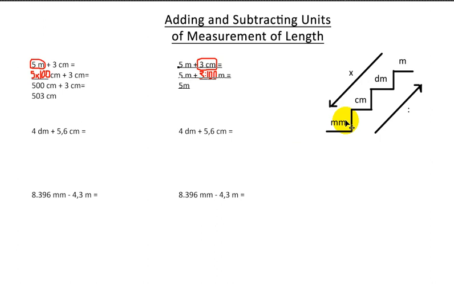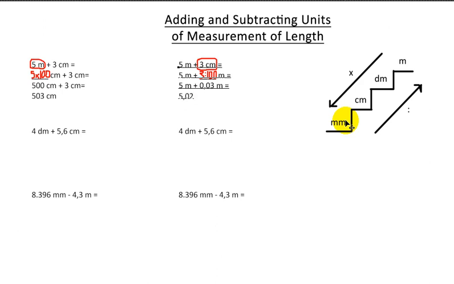5 meters stays the same. I'm not doing anything to it. And then we say 3 divided by 100 makes how much? 3 divided by 100 makes 0.03 what? Meters. And now, since they're both in the same unit of measurement, meters, I need to do 5 plus 0.03. So you get 5.03.